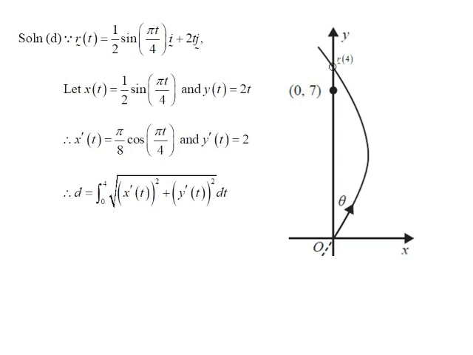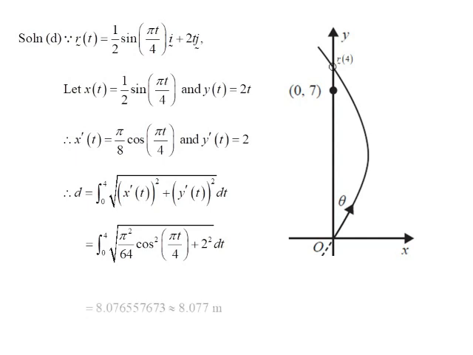square root of the sum of squares of x prime of t plus the square of y prime of t with respect to t. After substituting the x prime of t and y prime of t for pi over 8 times cosine of pi t over 4 and 2 respectively, the distance d approximately equals 8.077 meters.